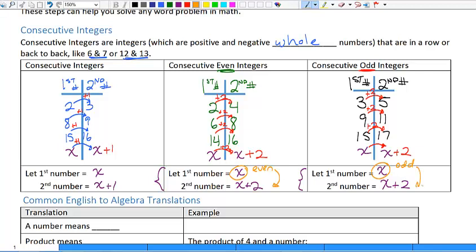Now, if you're solving, you don't have to worry about odds or evens. You just need to start with x and x plus 2. But then the answer will either come out even if it's a set of even consecutive integers, or it'll come out odd if it's a set of consecutive odd integers. So yes, they're the same. It's just that the answers will come out different if it's an even versus it's an odd.